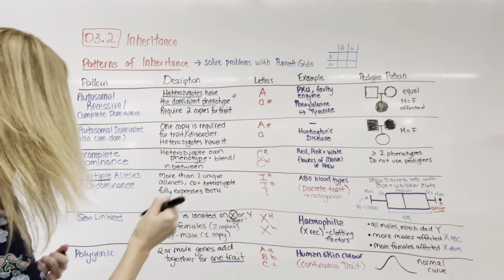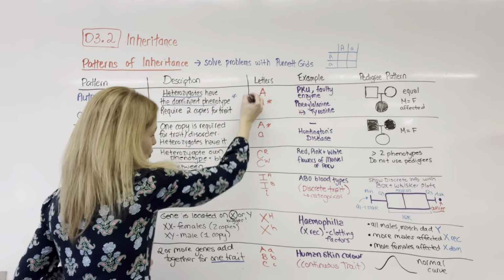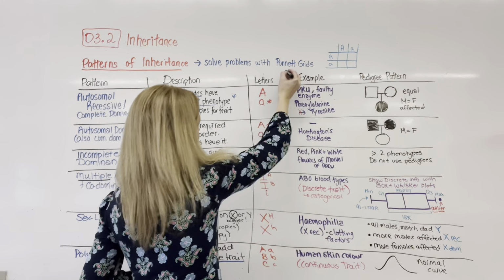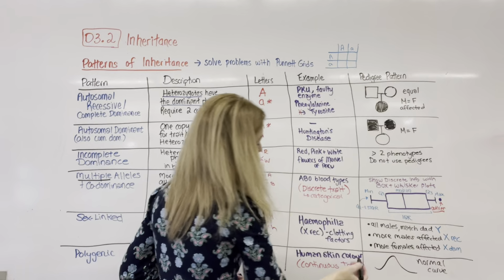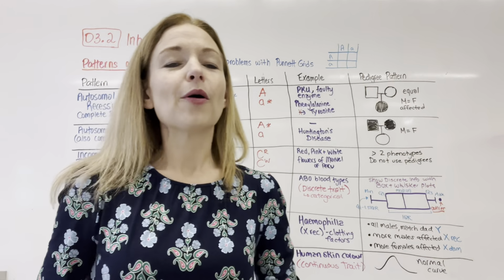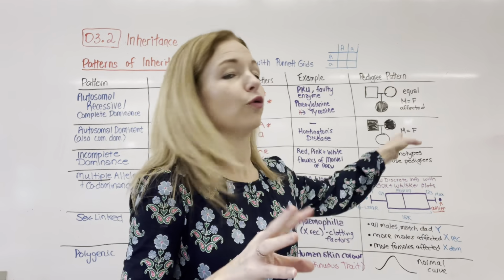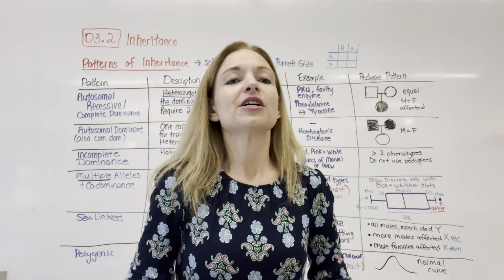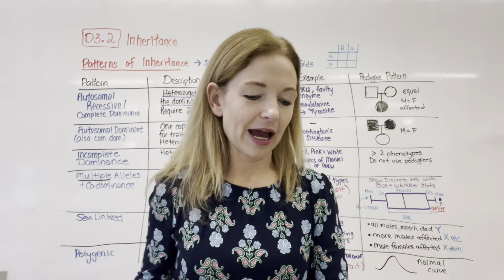Okay, so those are essentially the six patterns that you need to know. You need to know what letters to use. You need to know what example the course gave you, and then you need to know how to make sense of them on either a pedigree or just some sort of data set. It might be a box and whisker or a normal curve instead of a pedigree, but you need to know how to actually show them.